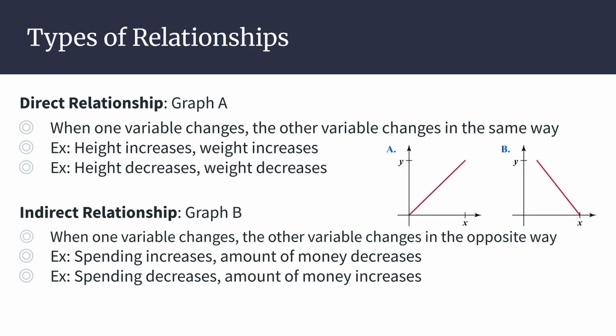An indirect relationship, that's what we see in graph B. When one variable changes, the other variable changes in the opposite way. So an example would be as spending increases, the amount of money you have decreases. And vice versa.